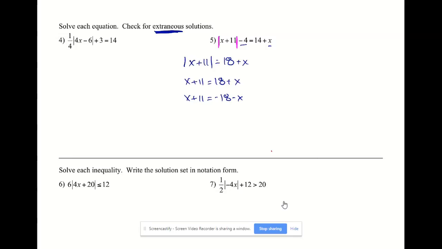Now on our first one, if we subtract x from both sides to eliminate the x on one side, we end up eliminating both of them. And we have 11 equals 18, which is a false statement, so we have no solution here.